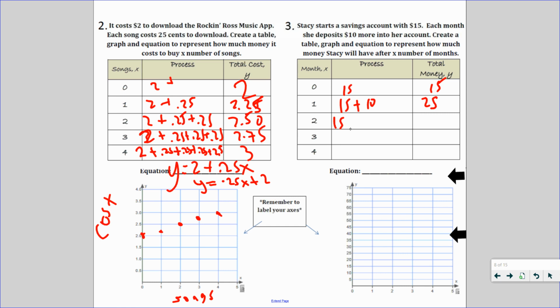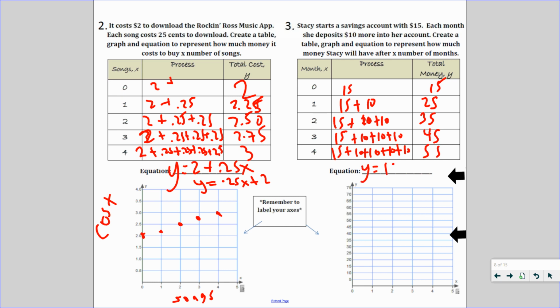She starts with $15. After 1 month, she put $10. After 2 months, she put another $10. That's $20, so it's 10 plus 10. Must be a faster way of getting that. That'll be 35. So she puts the $15 she starts with, then $10 per month for 3 months, that's 30. That's $45. And then 4 months, 15 plus 10 plus 10 plus 10 plus 10. That's $55.